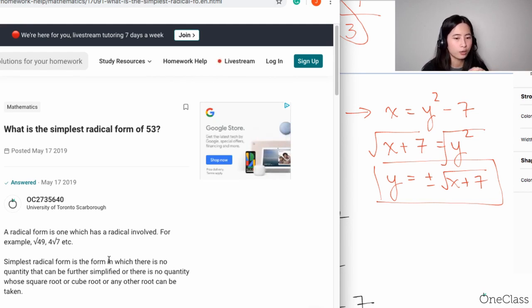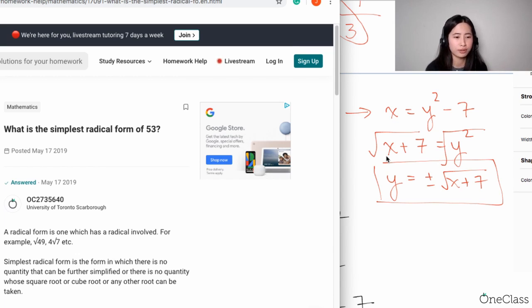Okay, so here's the thing with radicals, right? And just so you know, 53 is a prime number. That's why you can't really simplify 53, because if it's a prime number, remember, it's only going to have factors of itself and 1, right? So 53 times 1 is going to be 53. So you only have two factors, which is itself and 1. That's why you cannot really simplify the radical form of 53.